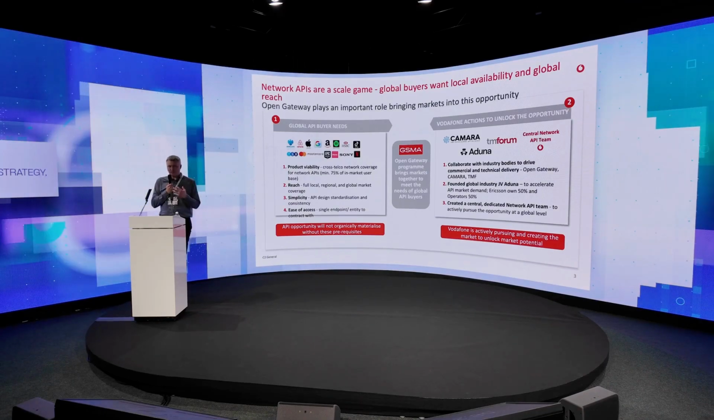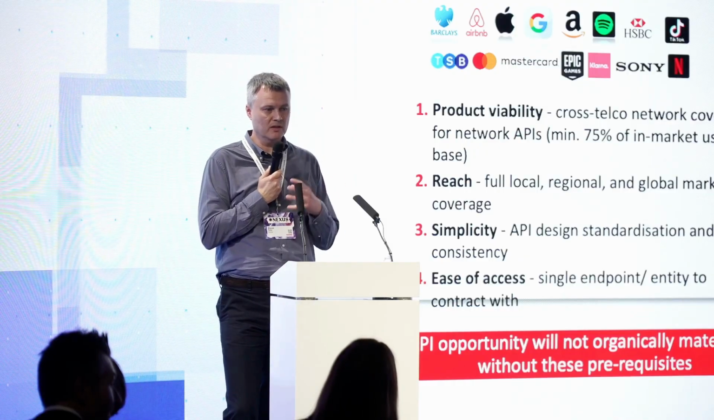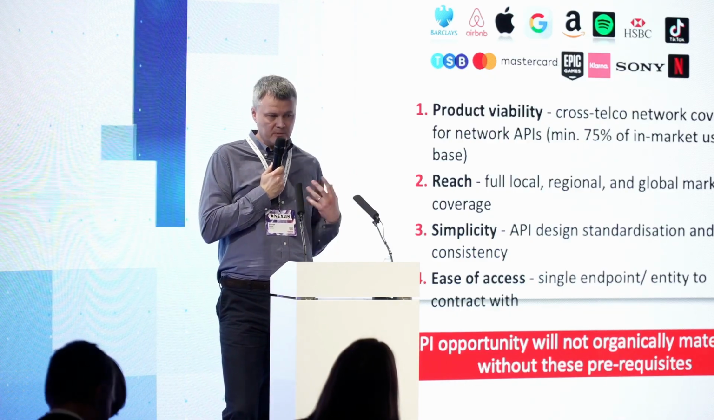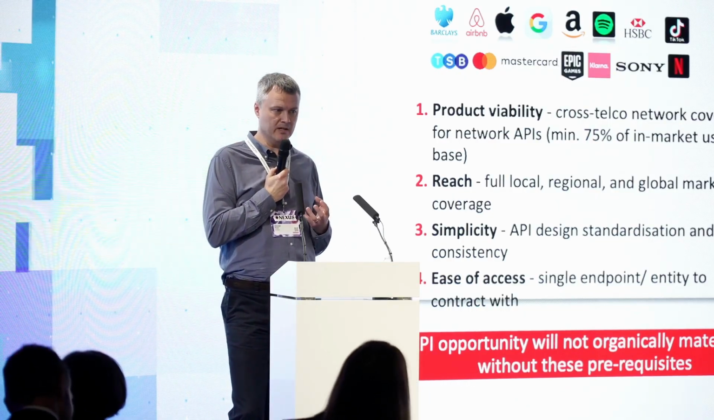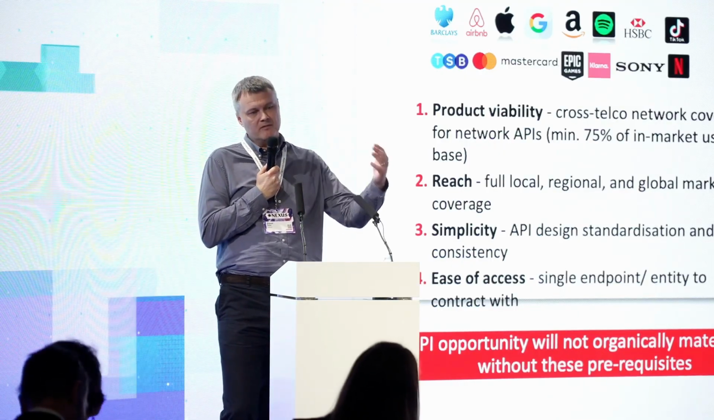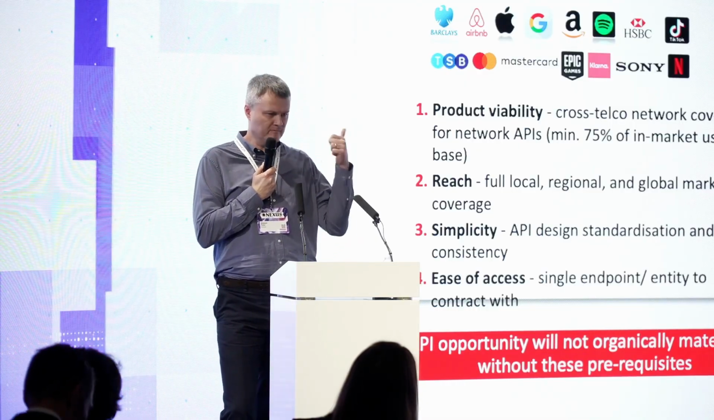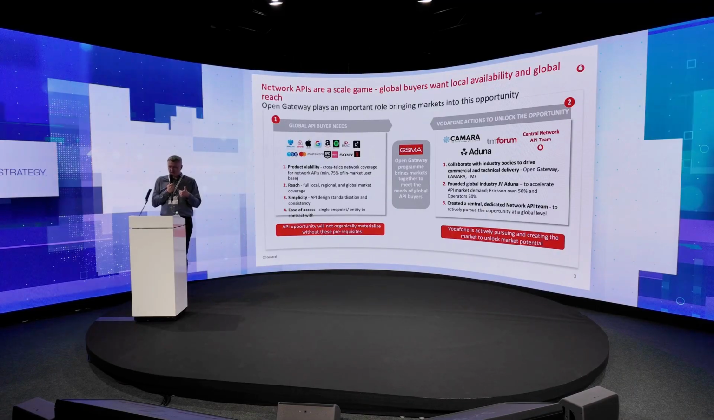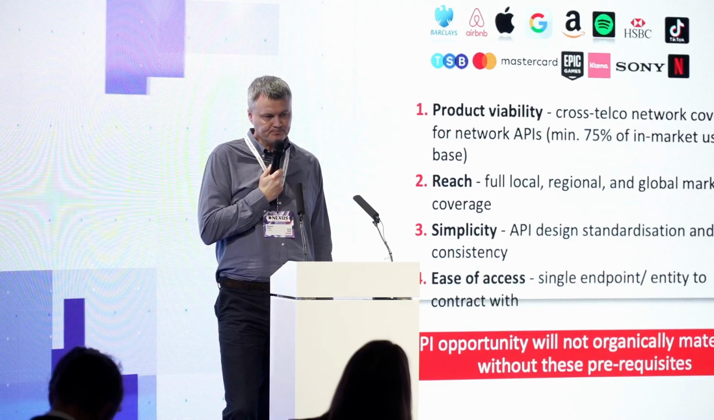Reach, so again, these buyers are not thinking in-market, they're thinking cross-market, they're thinking regional, and often like Africa, continental type of coverage. Simplicity is really important. So the actual technical spec of the API needs to be standardized, it needs to be open, it needs to be consistent, because a developer only wants to work with one spec. It doesn't want to work with 4 specs from Vodafone, from Proximus, from Orange. It wants to work with one spec, make their life easy, and integrate with the telecom networks.